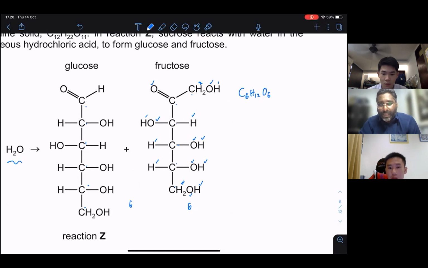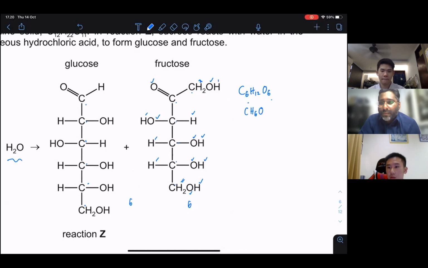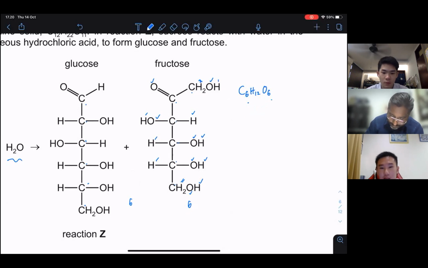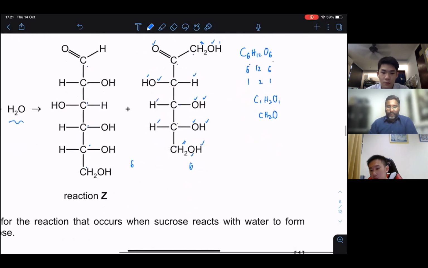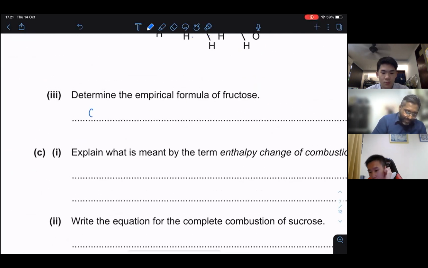So for the empirical formula, you need to divide by 6. So it's going to be C6H12O6 divided by 6. So it's 6, 12, and 6, so 1, 2, 1. So C1, H2, O1. So it's CH2O. If you want to write down, the empirical formula is CH2O.